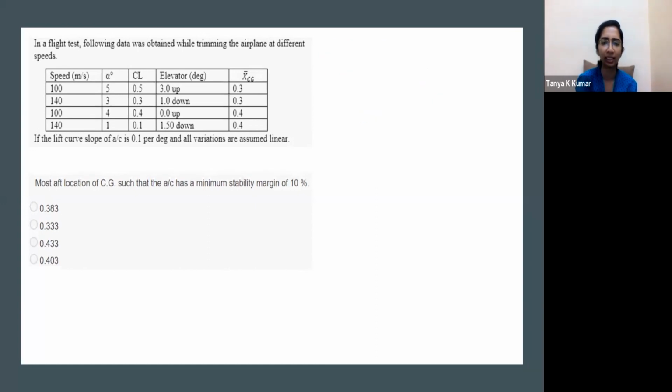Similarly, the next question says, if you take a minimum stability margin of 10%. So again, you have 0.1, and stability margin is x̄_NP minus x̄_CG. So you have 0.1 is equal to 0.433 minus x̄_CG. From here, you will be able to find out x̄_CG. Okay. So with this, we finished the lecture for today.